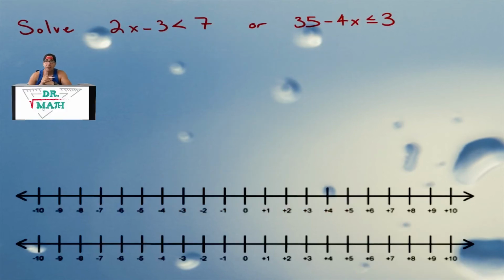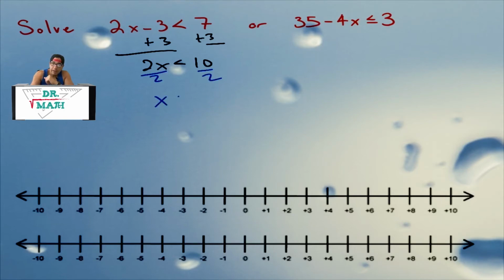So we're gonna solve this inequality. Just like we did before, we're gonna isolate the x value. So let's go ahead and isolate the x value. We're gonna add 3 and add 3. So you get 2x is less than 10. All right, continue the march. Divide both sides by 2, divide both sides by 2, and here we have x is less than 5. All right, so x is less than 5. Here's 5, and we're going to the left.